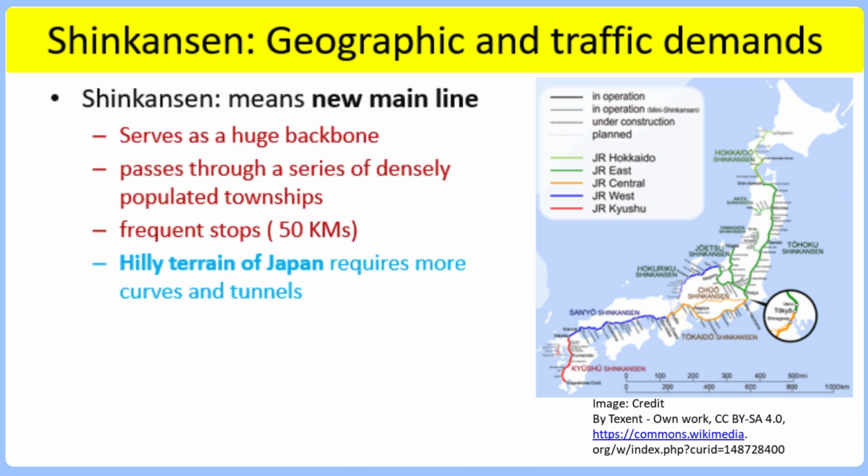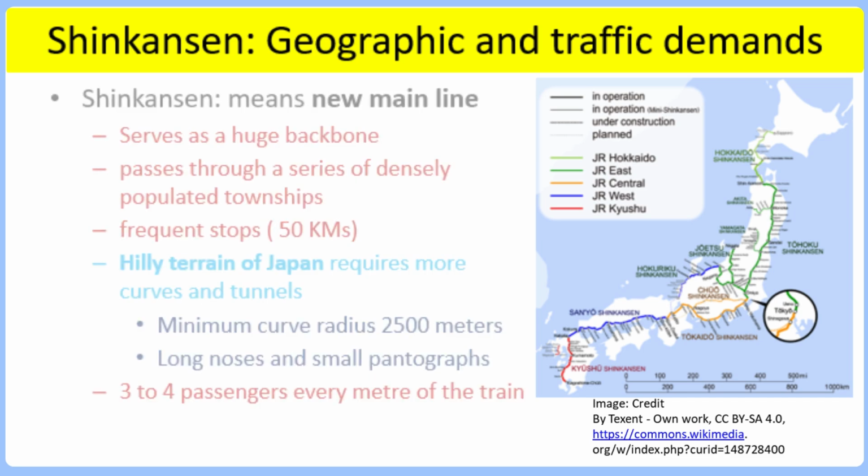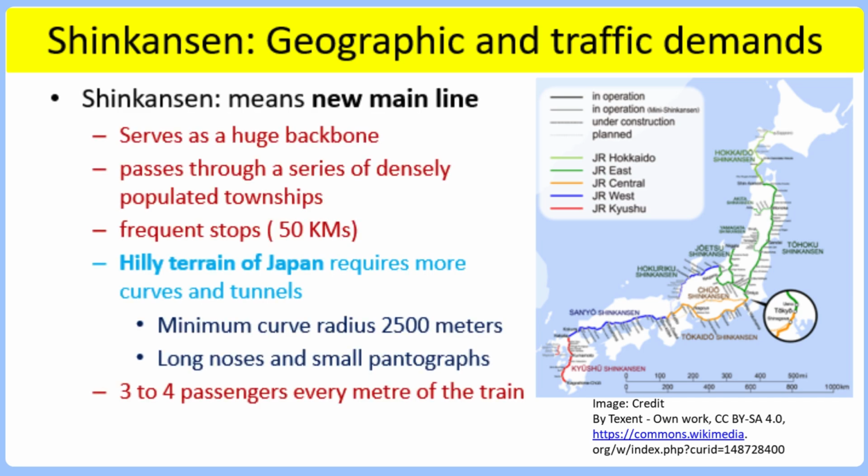The hilly terrain of Japan requires more curves and tunnels. Minimum curve radius is 2,500 meters, and the rolling stock has long noses and small pantographs. They can accommodate 3 to 4 passengers per meter of the train.